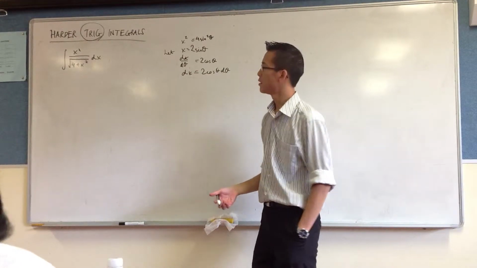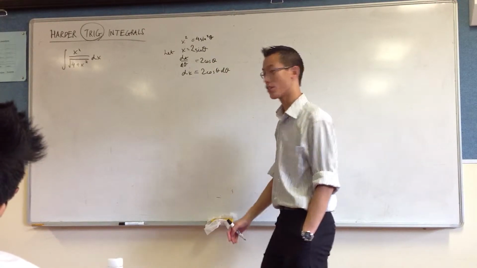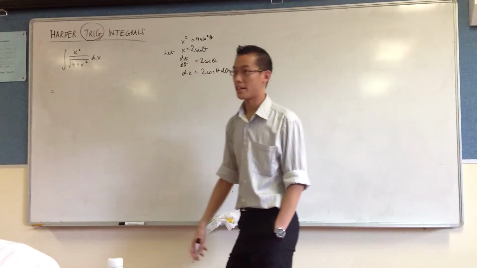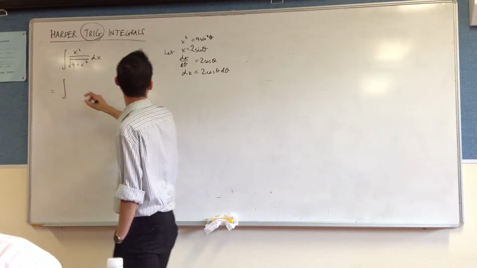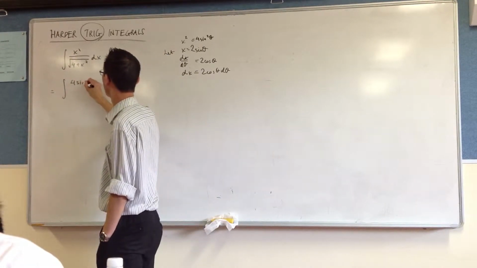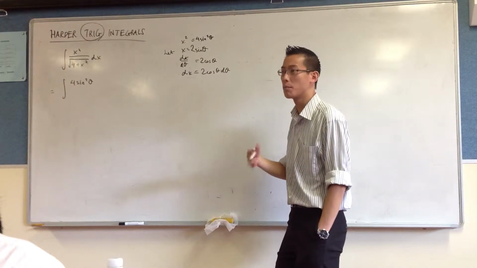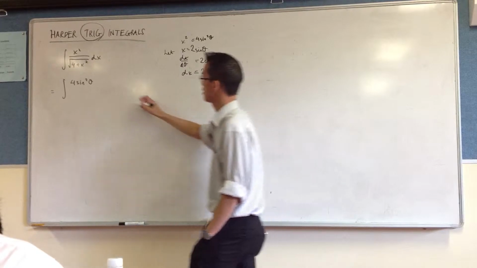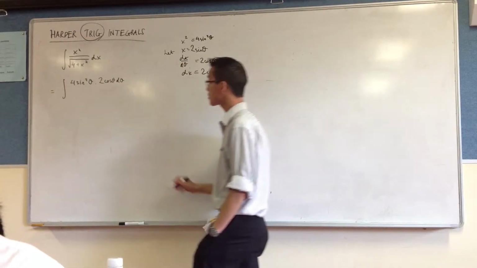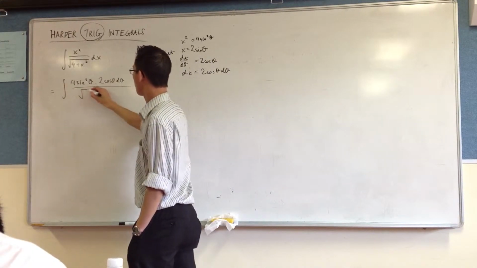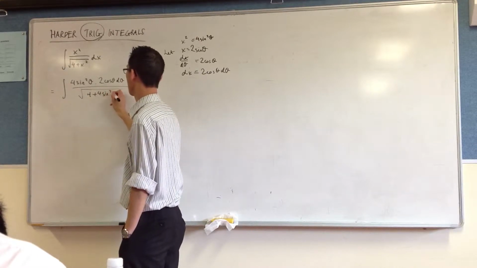But this x squared on the top rather complicates things. So let's have a go, shall we? I've got all the pieces I need to sub out. So 4 sine squared is what goes on the top. That dx is also on the top, so I'm going to put that as well. That's 2 cos theta d theta. And that's all over 4 plus 4 sine squared theta, just like it was in the last case.